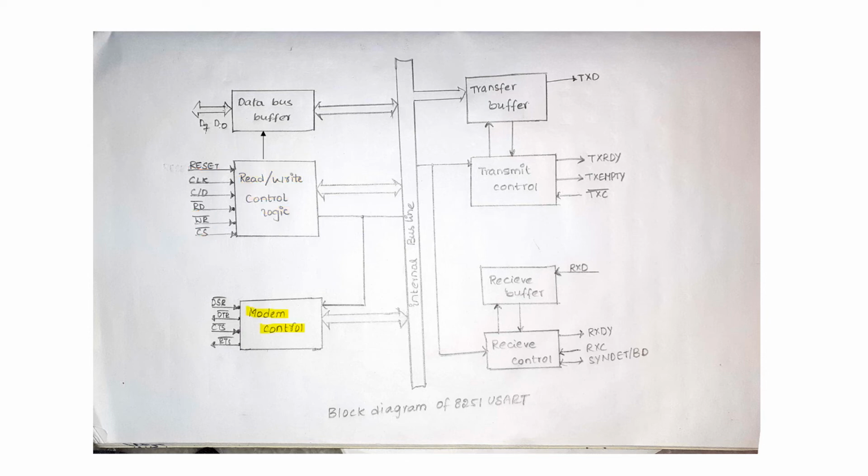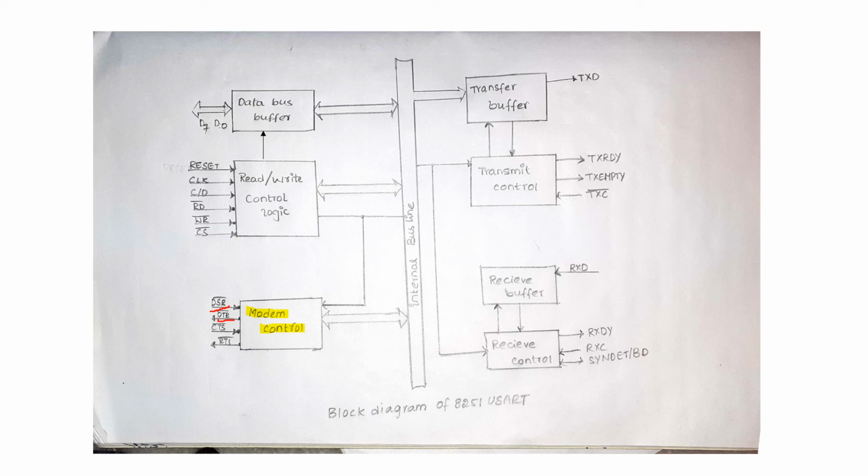Our next block is the modem control block. It contains the following pins: DSR bar, DTR bar, CTS bar, RTS bar. DSR bar means data set ready. It is an input signal to 8251, mainly indicating whether the modem is powered up or not. If you want to transmit, this should be on. The next signal is DTR bar, which is an output signal. DTR means data terminal ready. It indicates whether 8251 is powered up or not.